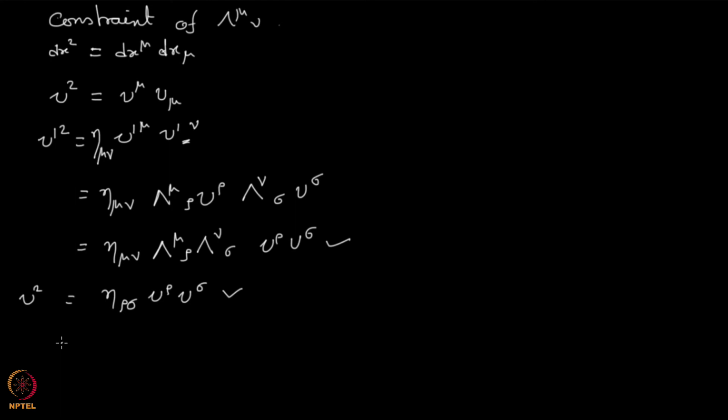Which means eta mu nu lambda mu rho lambda nu sigma is eta rho sigma, right. This has to be true because this relation is true for any vector v. For whatever vector v you choose, these two have to be equal, and that implies that unless these factors are equal, it is not going to work. So they have to be equal, and this is the constraint I get. If you take the matrix lambda and contract it with eta mu nu, you should get eta rho sigma. That is a constraint that lambda has to satisfy. Let me put it in a box. That is an important thing to know.